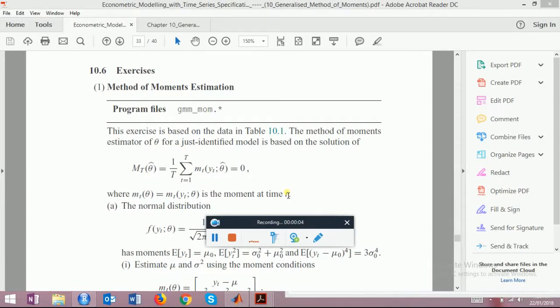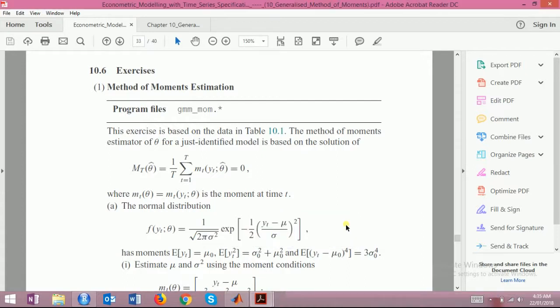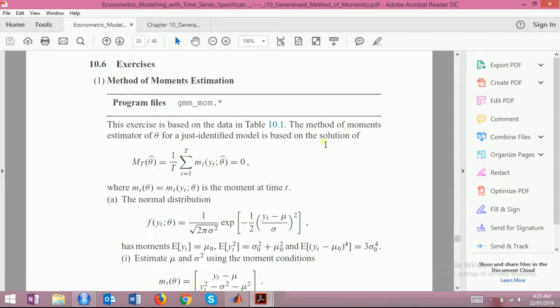Earlier, we were talking about generalized method of moments, the theories of generalized method of moments. Today, we're going to talk about some applications in MATLAB and R of the problems in generalized method of moments, chapter 10. The first problem, method of moments estimation. The exercise is based on data in table 10.1. The method of moments estimator of theta for the just identified model.